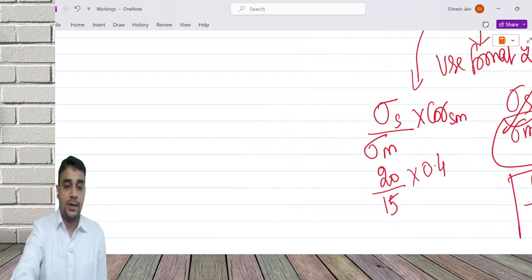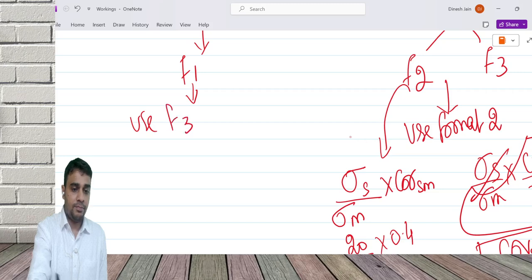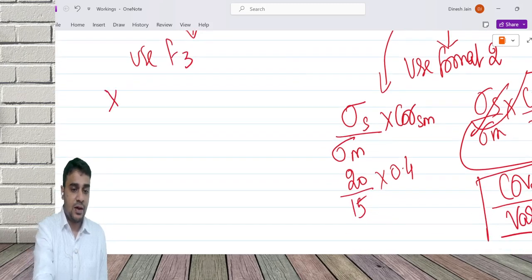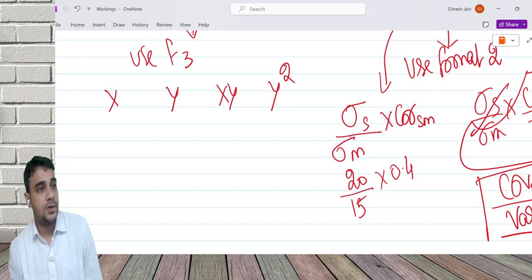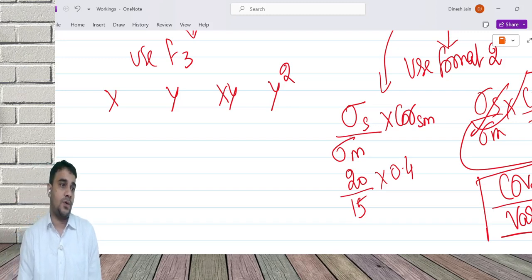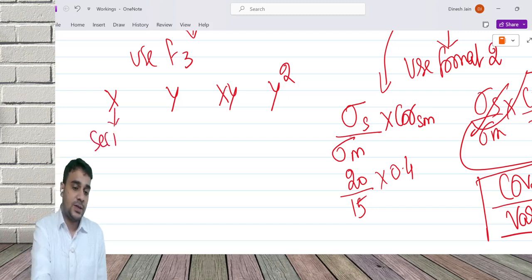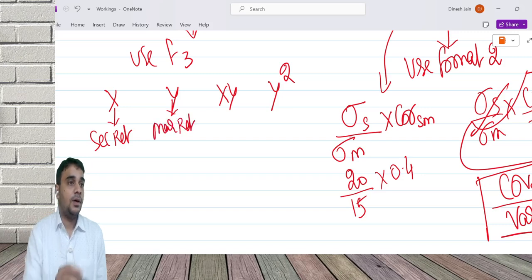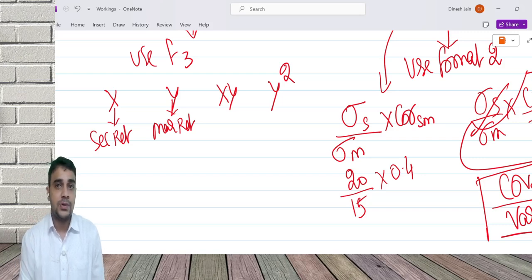Now write the format this side, format 3. x, y, xy, y square. That's all. Only 4 columns. I don't have anything beyond this. What is x? X is security return, y is market return. Multiply, and square the market.